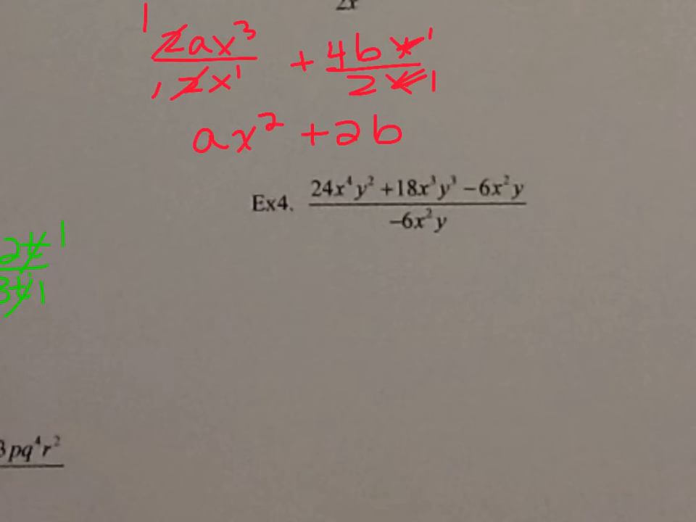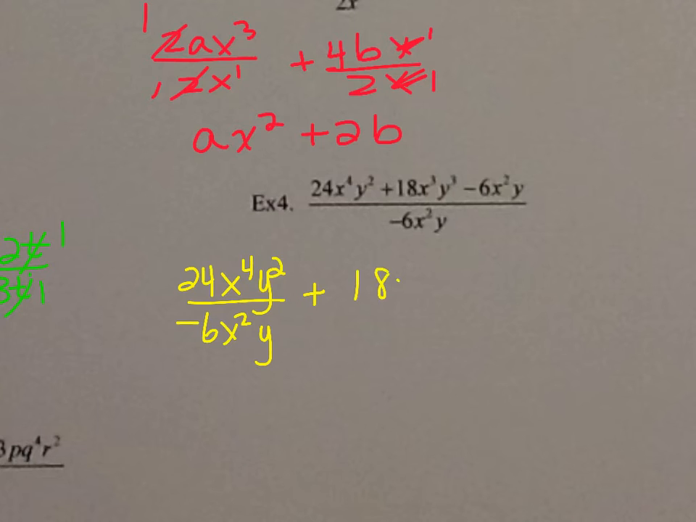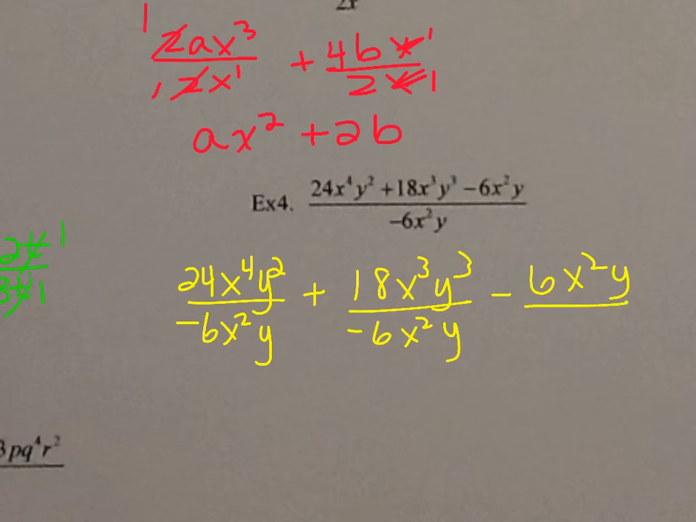So number 4 is, we have 24x to the fourth y squared over negative 6x squared y plus 18x to the third y to the third over negative 6x squared y minus 6x squared y divided by negative 6x squared y. Okay, so let's start with the 24 and the negative 6. 24 divided by negative 6 is negative 4. X to the fourth divided by x squared is x squared. Remember, subtract those exponents.